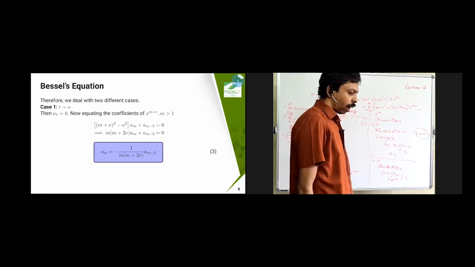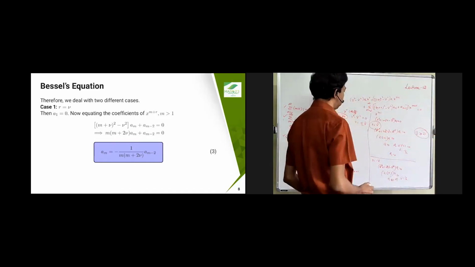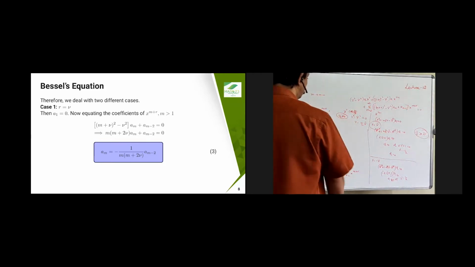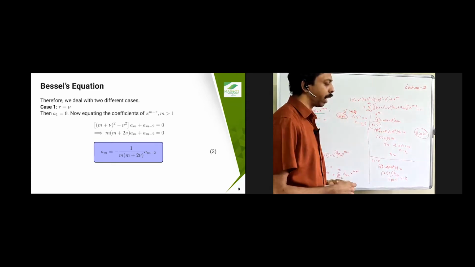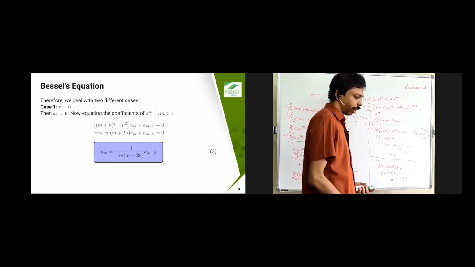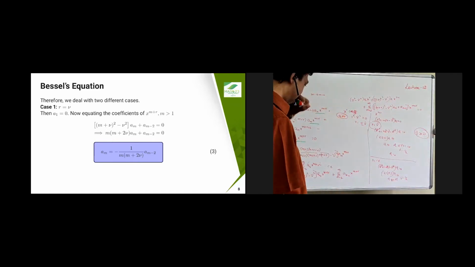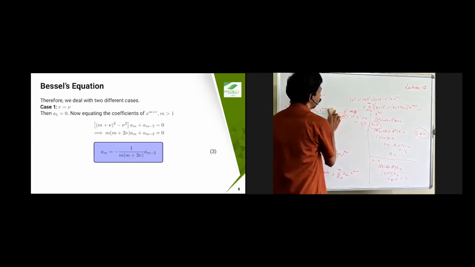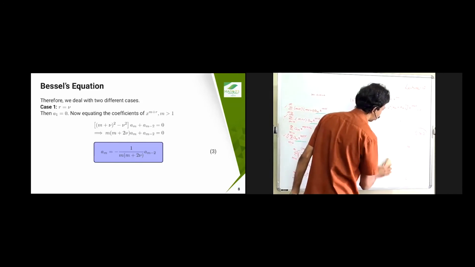Okay, so now let us discuss only this case first, and then we'll go for the second case later. Due to this r equal to nu, we are going to get a Bessel function of the first kind. So let us keep only this one, and the remaining things we will deal with later. So we are going to deal with only the r equal to nu case.